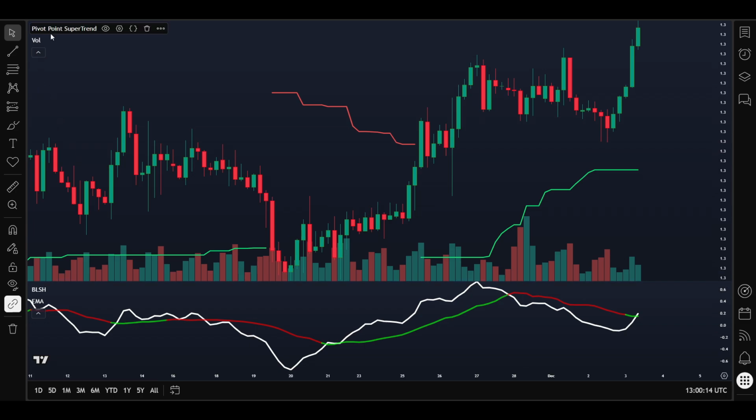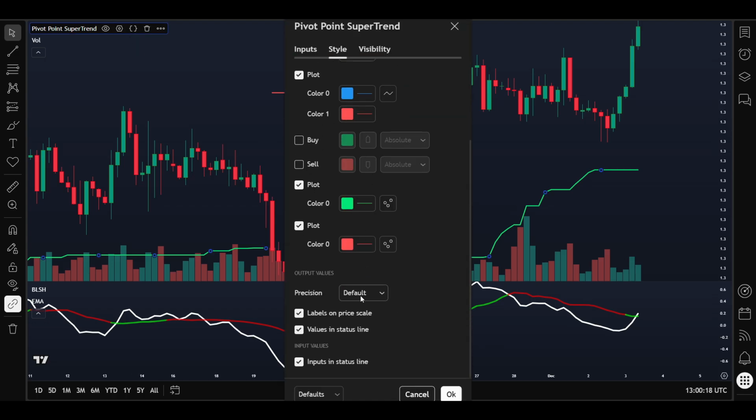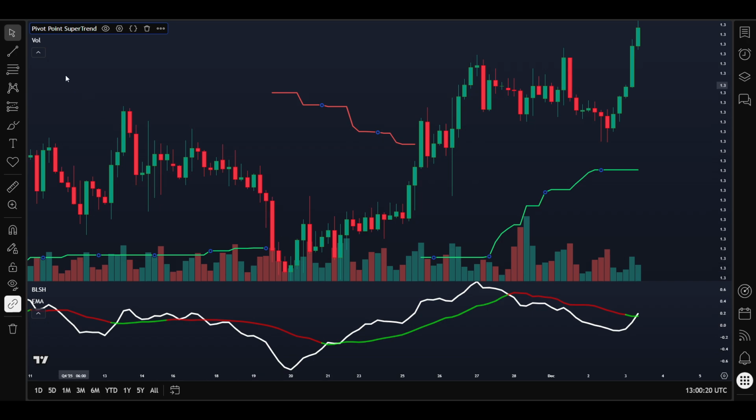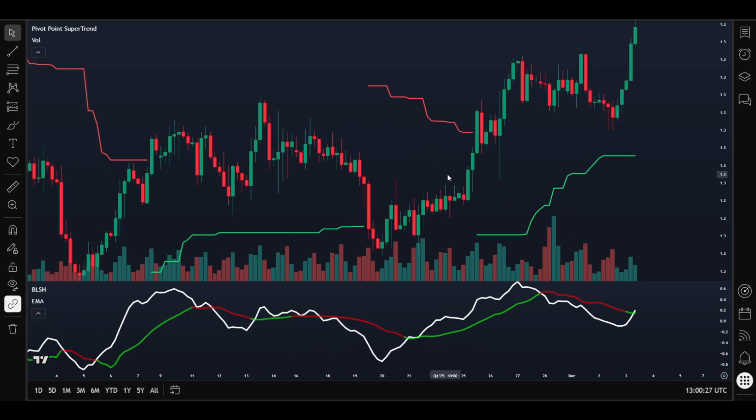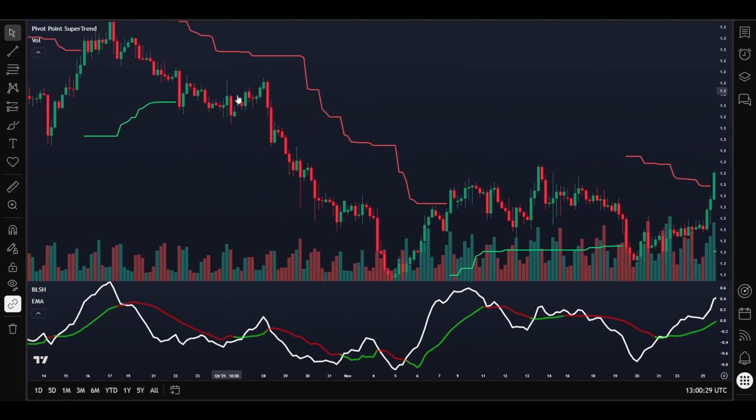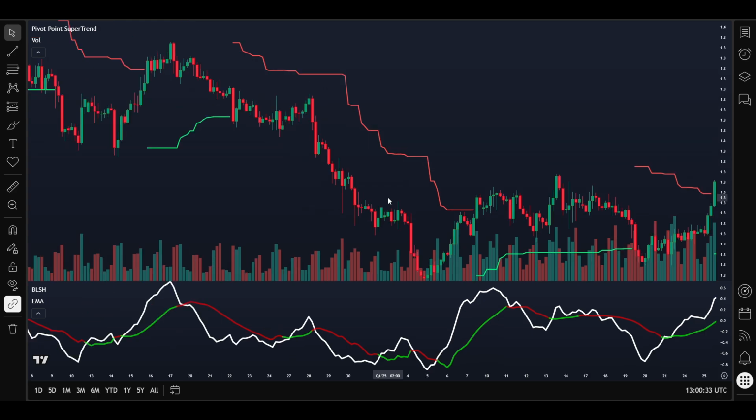Pivot Point Supertrend, Lonesome the Blue. Not going to change any settings. The defaults are best suited for the strategy. Reading Rule. Green with price above equals bullish trend. Red with price below equals bearish trend. This version tracks pivots to keep you in trend longer than the classic Supertrend.